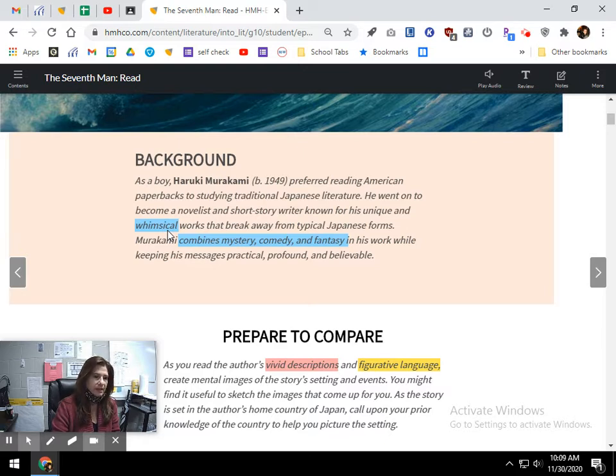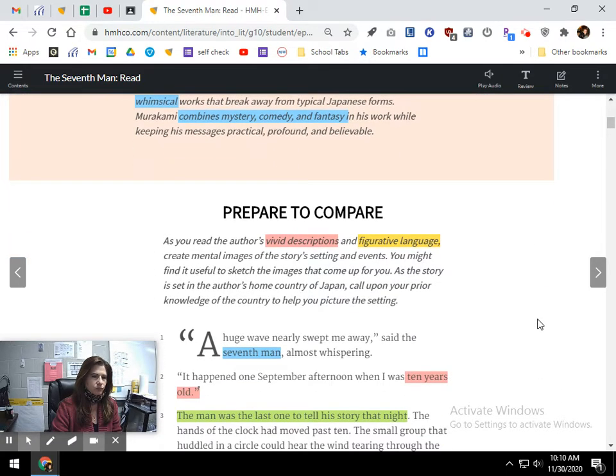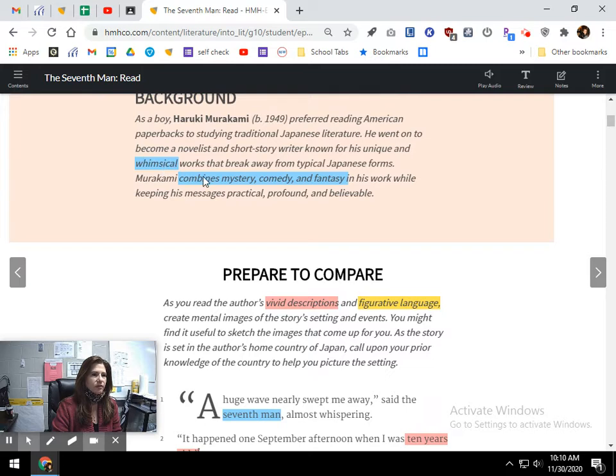Is it fantasy? So it says Murakami combines mystery, comedy, and fantasy in his work while keeping his message practical, profound, and believable. And when you see that I've highlighted something, if I don't tell you to take a note, it's just a highlight there, just to kind of point it out.